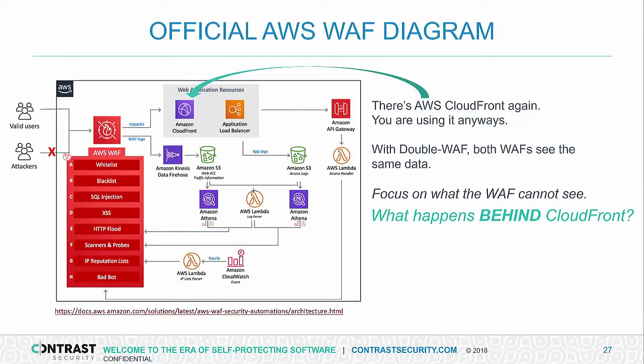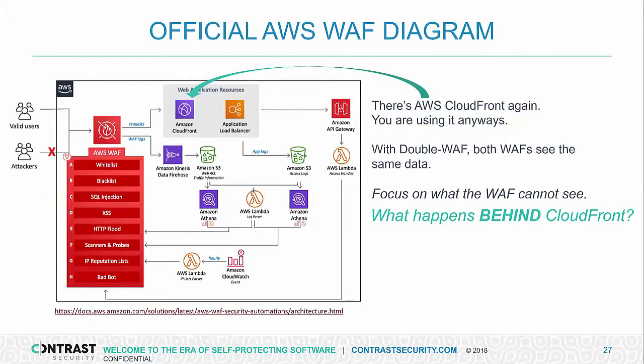So if I want to augment a WAF or if I want to instill a protection, then what I want to focus on is things that the web application firewall cannot see. For example, what happens behind CloudFront? If we look over at AWS, it talks about item C as SQL injection. And the big question is, because SQL is accessed after the WAF happens, how does the WAF actually know that SQL is even used?